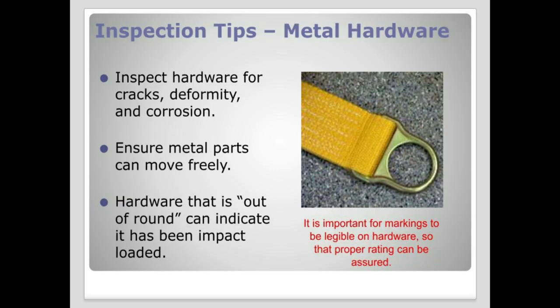Inspection tips: metal hardware. Inspect hardware for cracks, deformity, and corrosion. Ensure metal parts can move freely. Hardware that is out of round can indicate it has been impact loaded. It is important for markings to be legible on hardware so that proper rating can be assured.